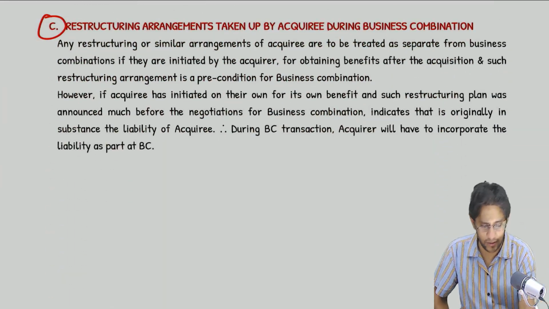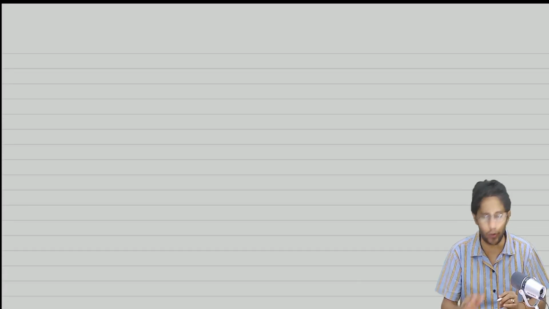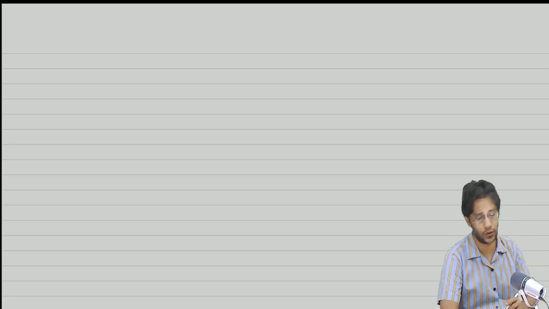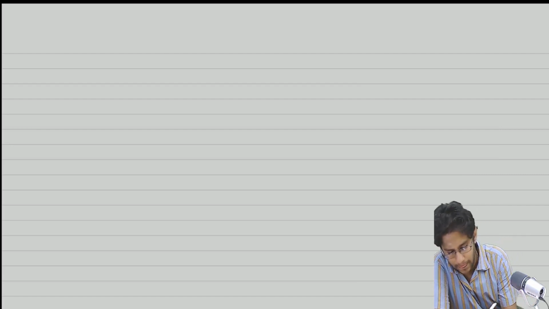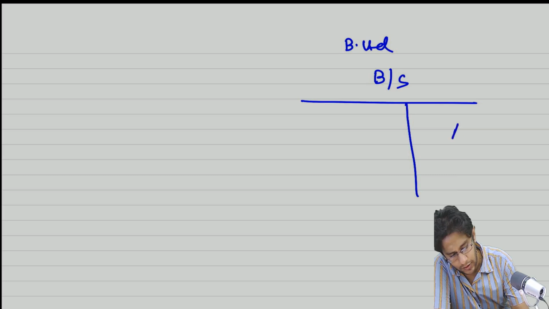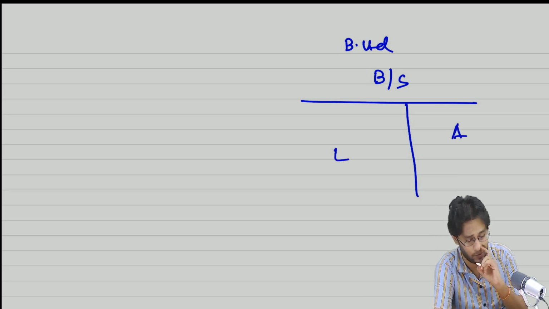There is an interesting restructuring agreement. This is also a special case. On this directly we do not have an examination question till date, but in IFRS there is an application on this. So watch out for this one. So there is B Limited. In B Limited's balance sheet, so many assets are there, so many liabilities are there.